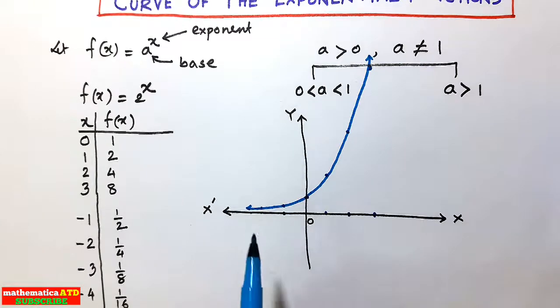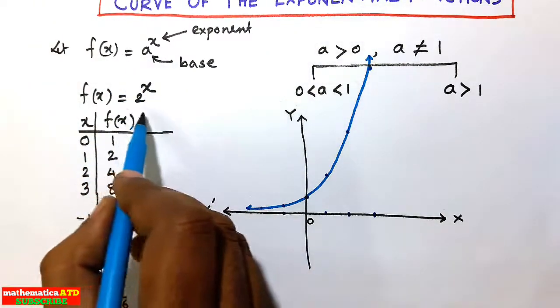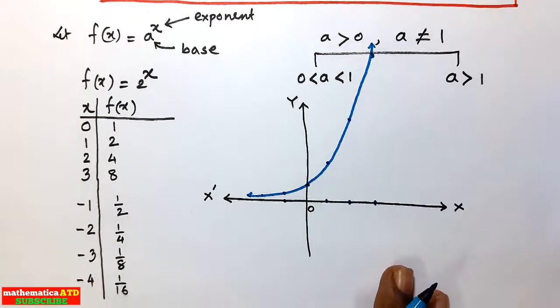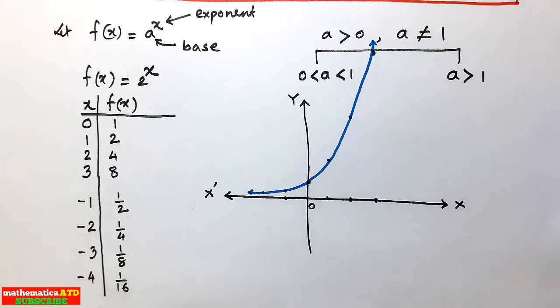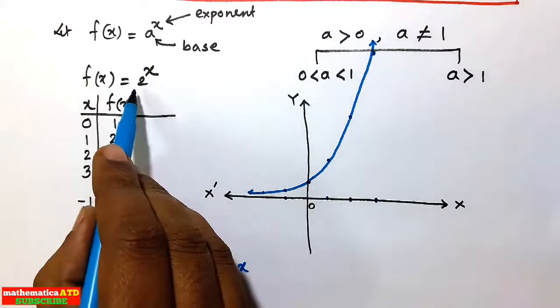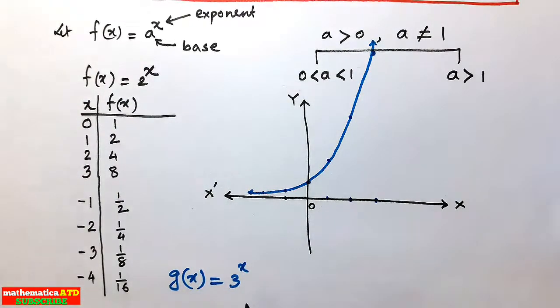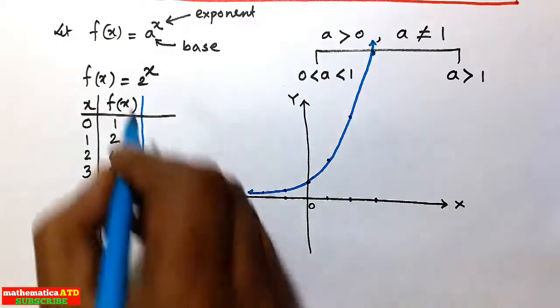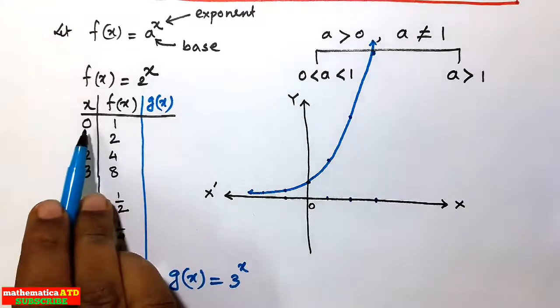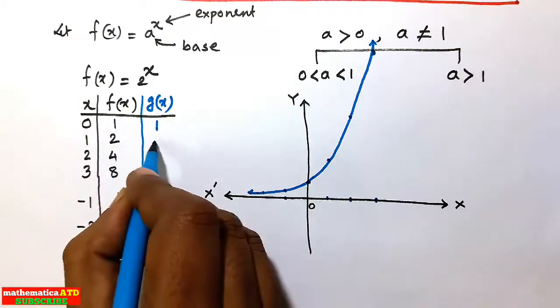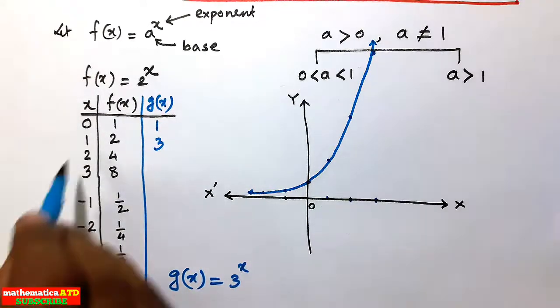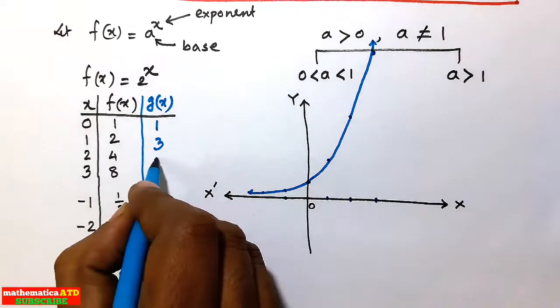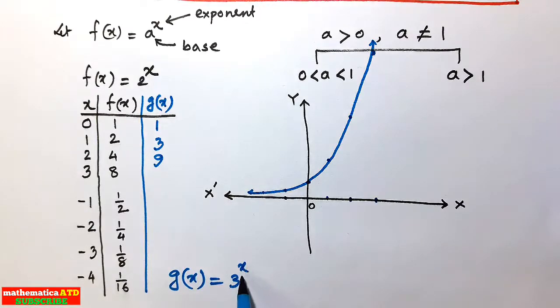Now what happens when we change the base number 2? Suppose we take a is equal to 3. So let us consider that g(x) is equal to 3 to the power x. The base is changed from 2 to 3. So now what will be the graph of this g(x)? For the same values of x, the values of g(x) will be: for 0 this will be 1, for 1 this will be 3, because 3 to the power 1 is 3. For x equal to 2, this will be 3 squared, that is 9. For x equal to 3, this will be 3 cubed, that is 27, and so on.